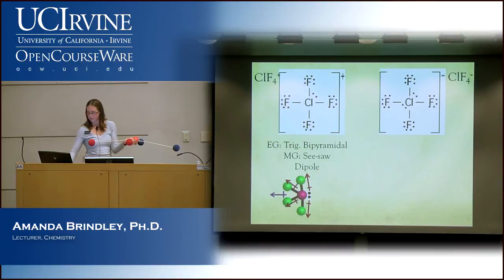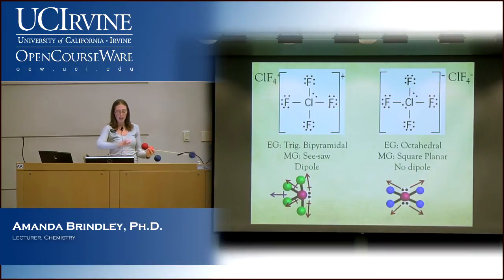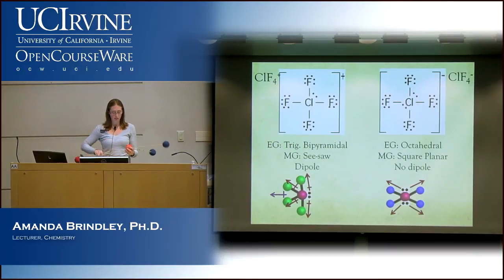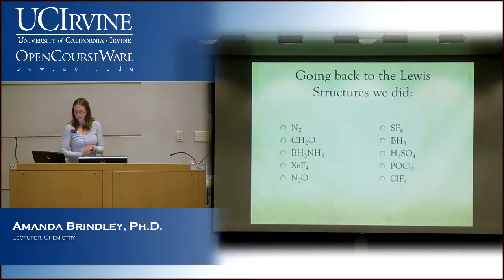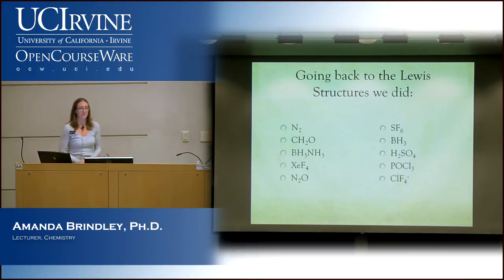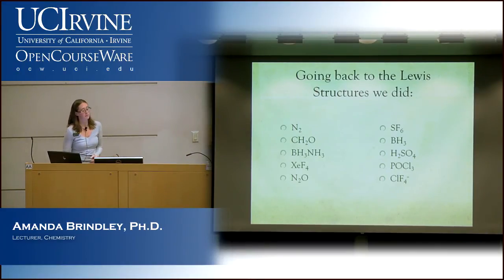Okay. So we have octahedral, square planar, and in that case, no dipole because they all cancel. Now, because I know it's been like 5 minutes since we've seen those Lewis structures we did and you've been missing them, back to the Lewis structures. Okay.